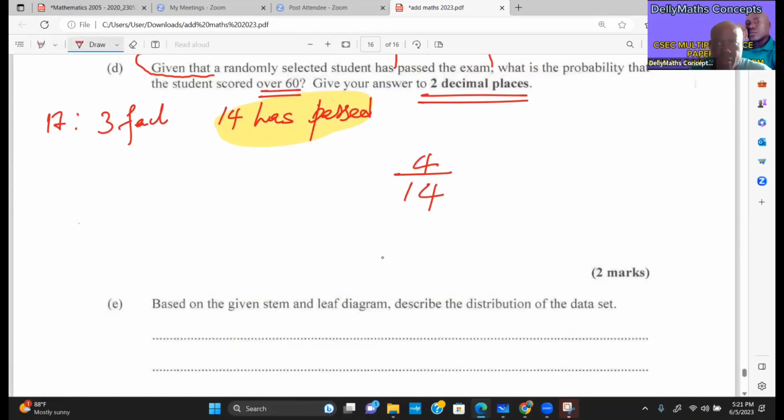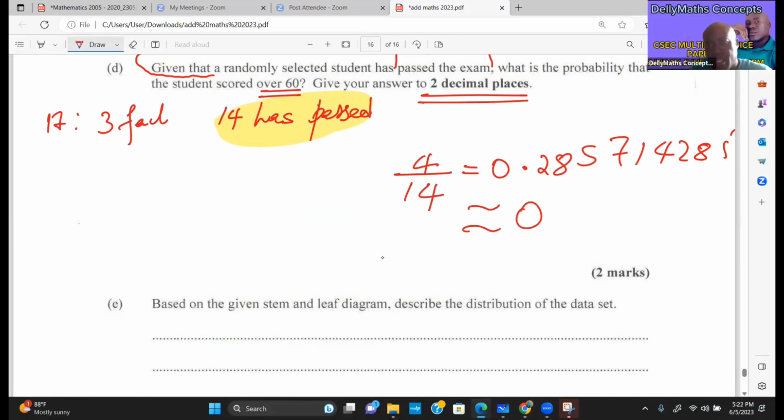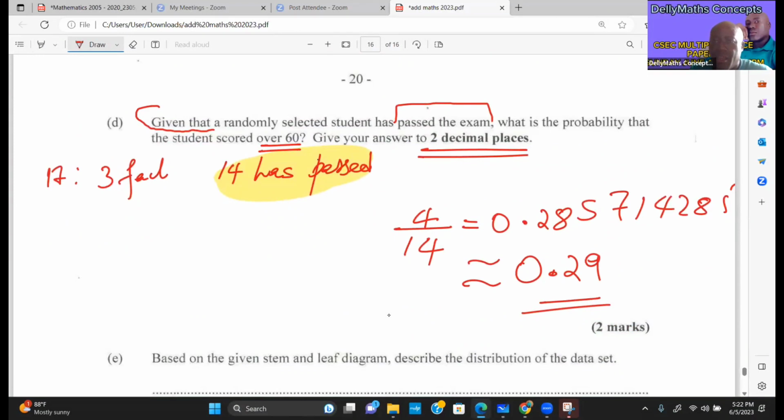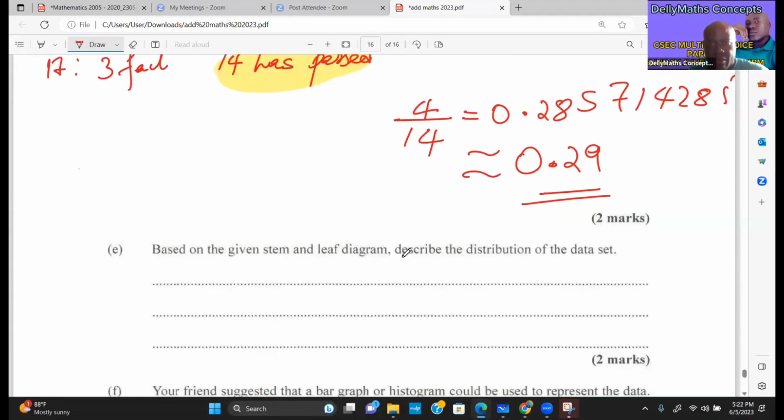4 over 14, but they want it to 2 decimal places. And I'm getting 0.28571428, to 2 decimal places, 0.29, right? So the reason why I didn't pick 5 is because they didn't say what is the probability that the student score 60 or over. 60 is not over 60, so this is not a part of my students. I'm looking for those who beat 60. So we got 4 of them out of the 14, and that is 0.29 to 2 decimal places.